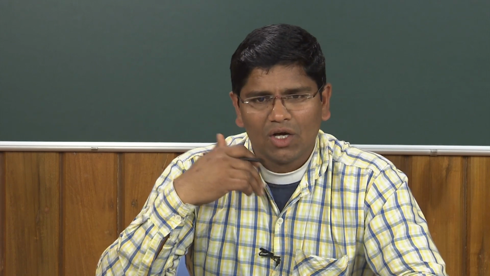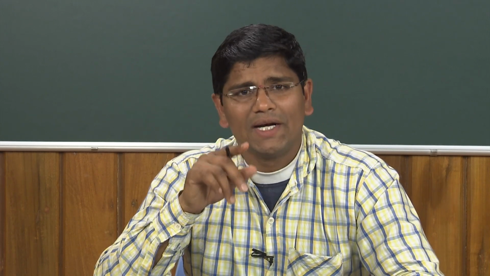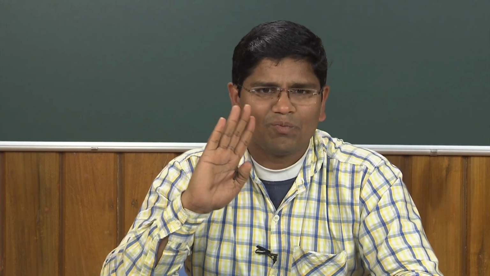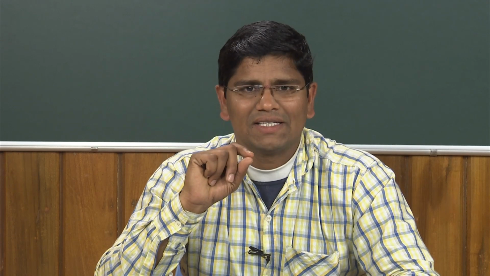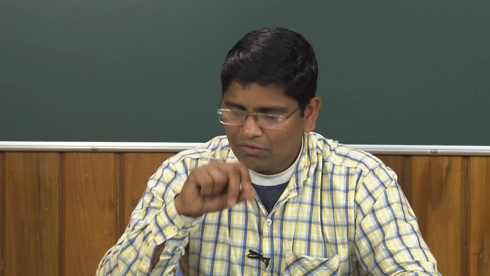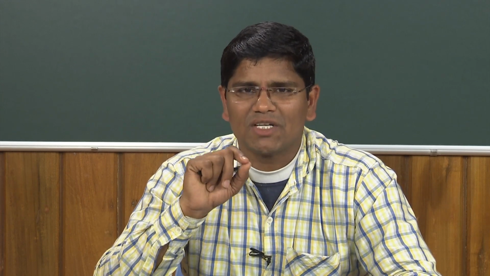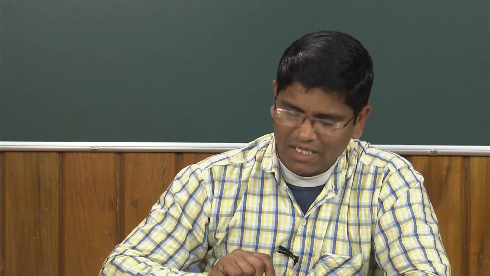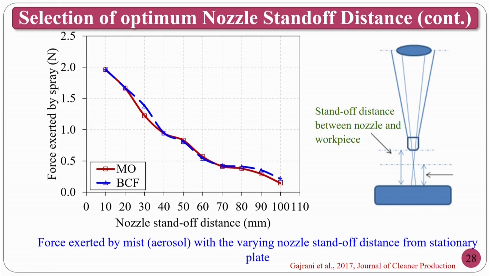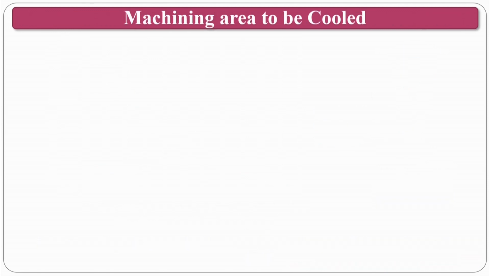At the same time, flaring, that is diverging, will also increase. You can expect this without doing the experiment, qualitatively. That means it will decrease, that much you can say, but you cannot say how much it will decrease. That is the quantitative value, which you cannot say. For that purpose, confirmation has to be done through experimentation. It follows the similar trend we expected, and now we know the stand-off distance versus the force exerted. With this force in mind, we go ahead with the machining area to be cooled.